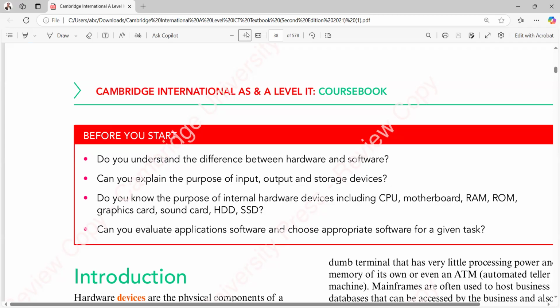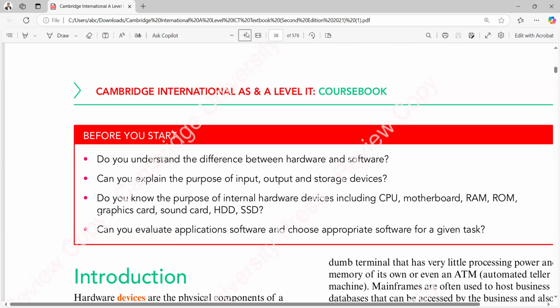Input is the data that you are entering into your computer system. Output is the result that it is generating based on the process. And a storage device is the medium on which your data is going to be stored, like a hard disk drive or solid state drive.